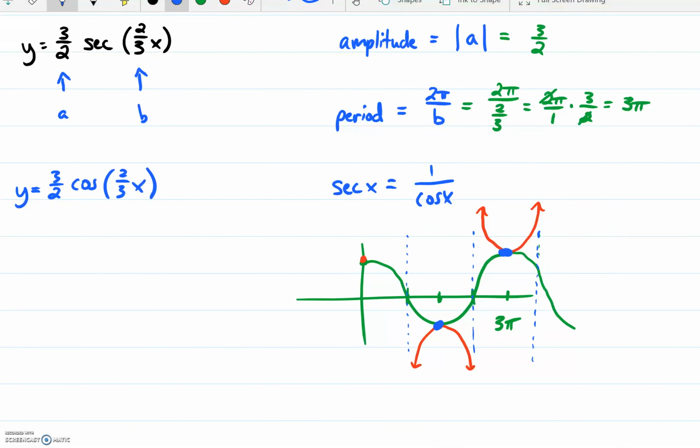And so whatever value the cosine had at the low and the high point, the secant is going to have the exact same value or the exact same point.